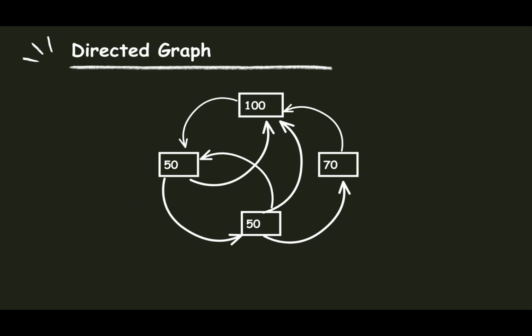Let's look at a directed graph. A directed graph, also known as a digraph, is a graph where edges have a direction, meaning they point from one vertex to another. An example is a one-way street, or where Twitter user A follows Twitter user B, but Twitter user B is not following Twitter user A.